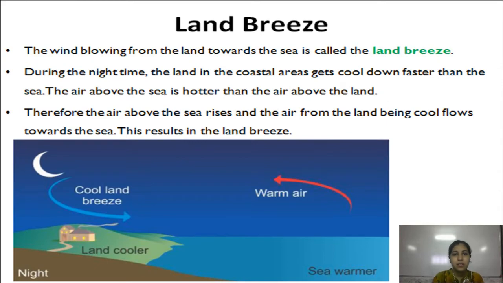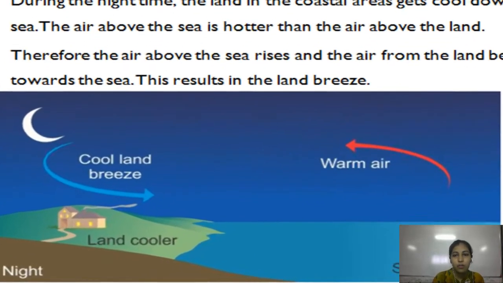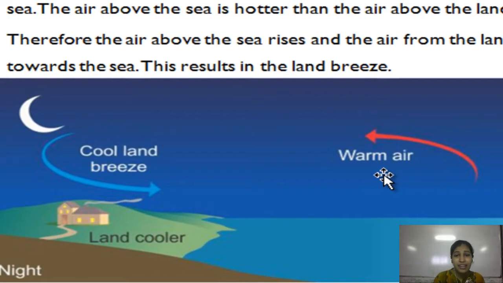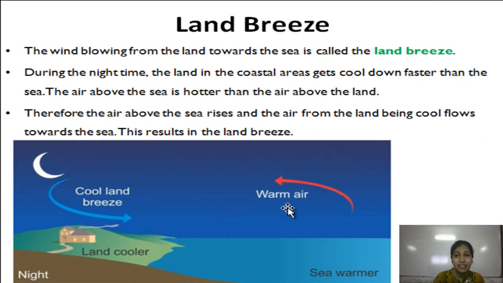What is land breeze? The wind blowing from land towards the sea is called land breeze. During the night time, the land in coastal areas gets cooled down faster than the sea. The air above the sea is hotter than the air above the land. Therefore, the air above the sea rises and the air from the land, being cool, flows towards the sea. It is shown with the arrow. This results in land breeze.